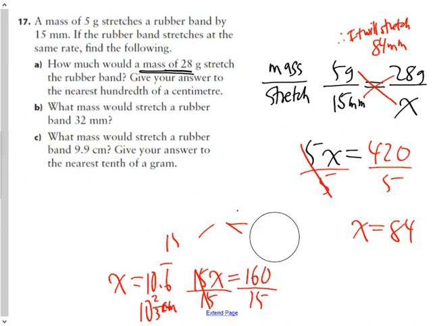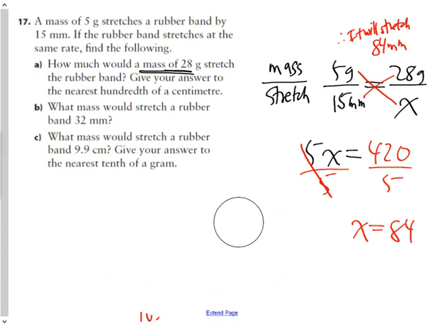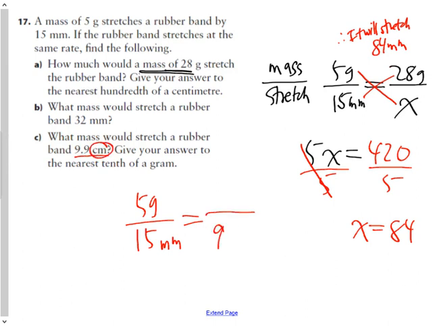And finally, your last question, C. What mass would stretch a rubber band to 9.9 centimeters? Give your answer to the nearest tenth of a gram. So 5 grams will stretch it 15 millimeters. What would stretch it 9.9 centimeters? Very important you see centimeters, because 9.9 centimeters is actually 99 millimeters. So if we have millimeters as our second unit in the first rate, then it has to be millimeters in the second rate as well. So I have to change 9.9 to 99 millimeters.